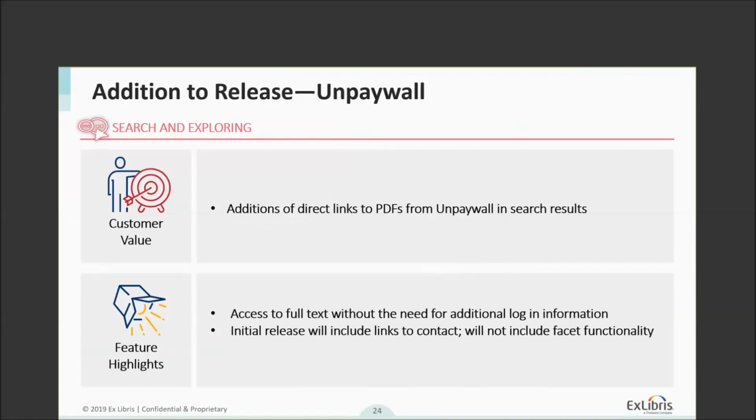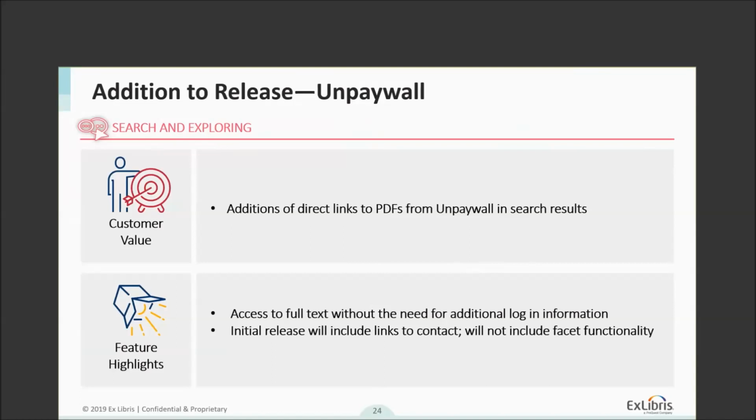Another addition that we had is the addition of Unpaywall. This is the ability to link directly to PDFs from Unpaywall in the search results. There will be an icon there to indicate that PDF link. So there will be no need for additional login. If you activate this functionality, any result that has a link to Unpaywall that we can match up to identifiers in their system with ours, we will provide a link directly to that PDF. One thing to note for the first release of this, it will include that direct link to the content.